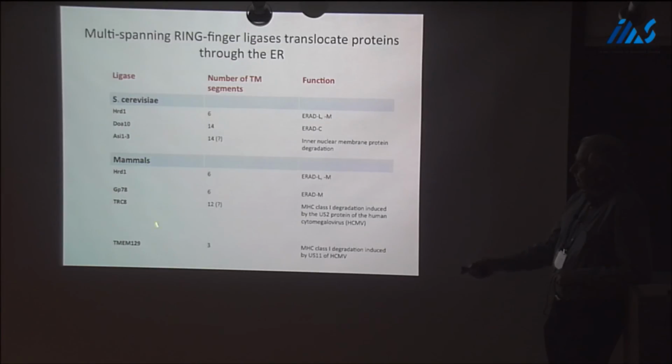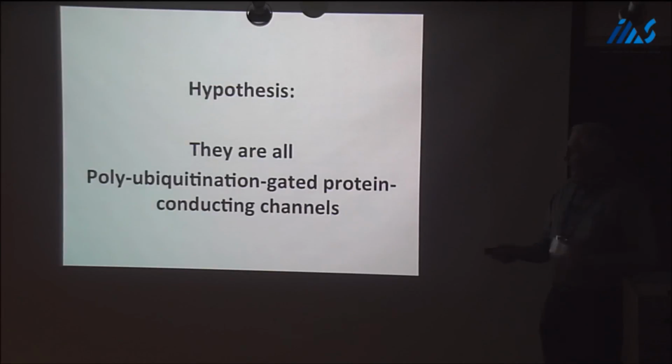In mammals, there are even more. Some of them are involved in this MHC class 1 degradation that I mentioned. So the assumption is that in all cases, there are polyubiquitination gated protein conducting channels. That's the idea. They all would be gated by autoubiquitination that would open the channel and allow the sliding of a chain.